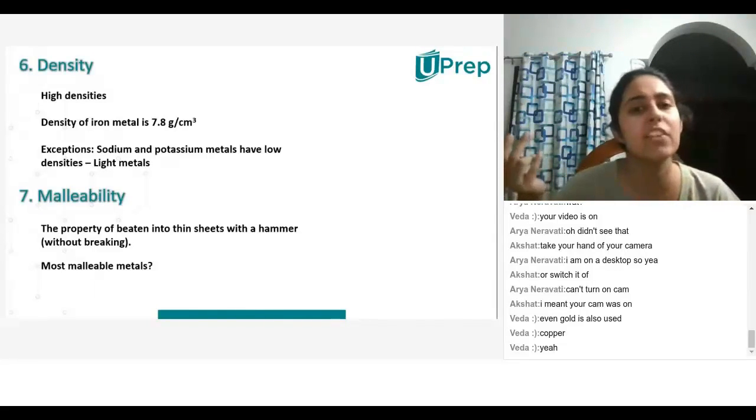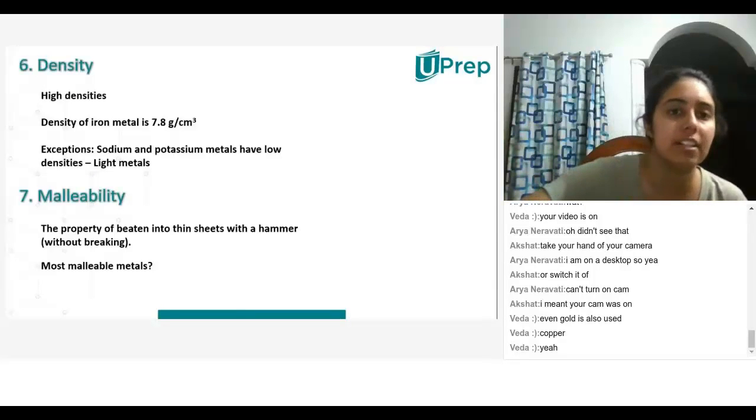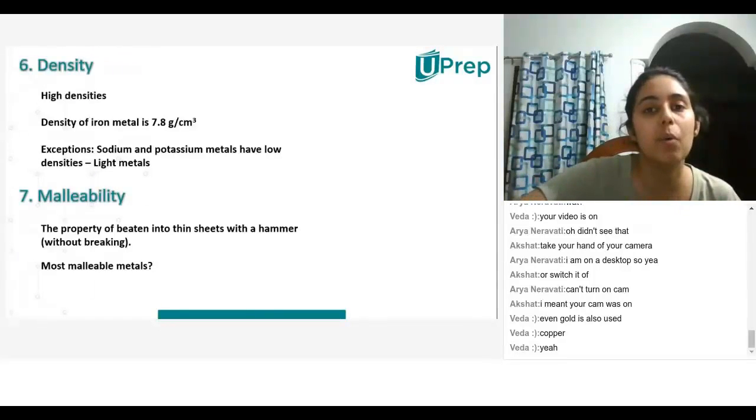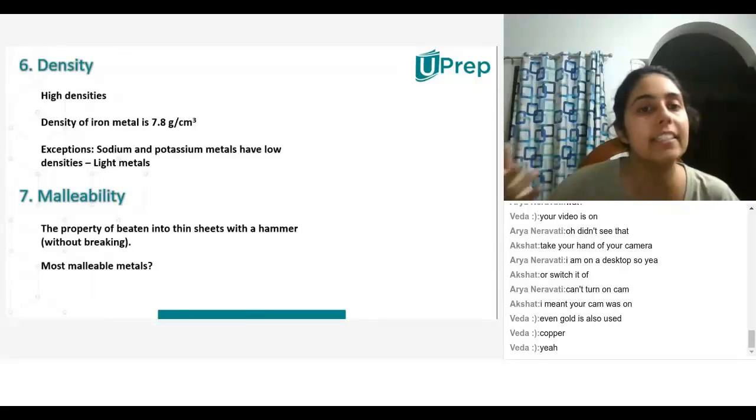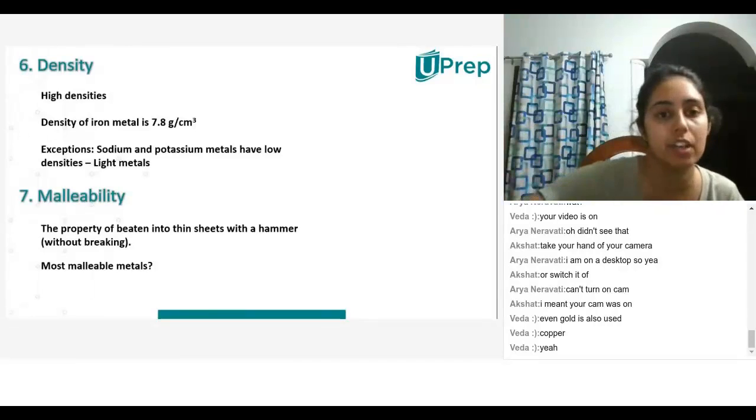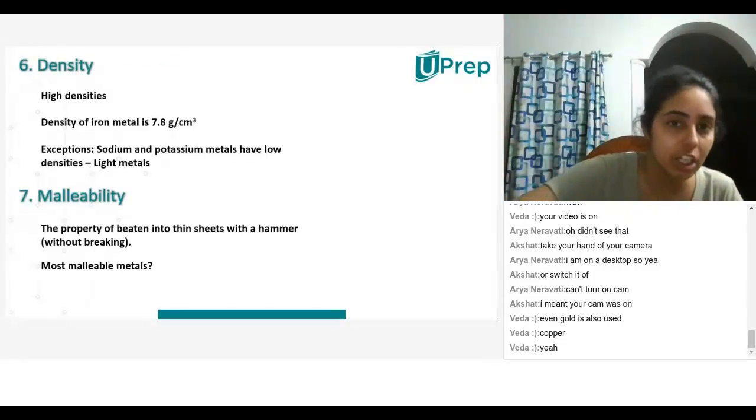So yeah, pretty much whenever you say something is malleable, it's more or less also ductile. Okay. So what is ductility? Ductility is the property of metals by which they can be drawn or stretched into thin wires. Okay. All right. So luster.